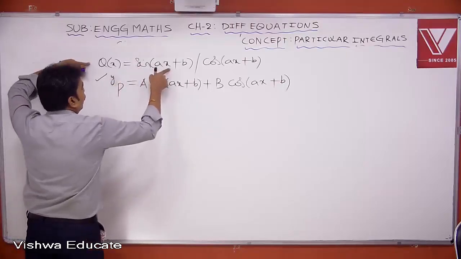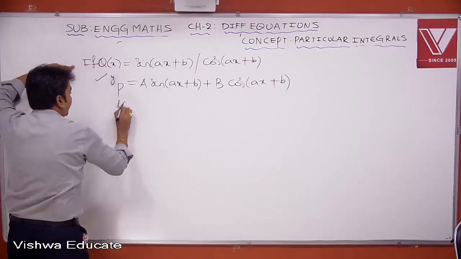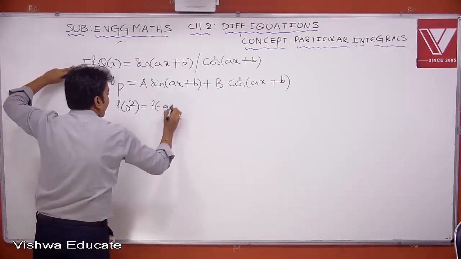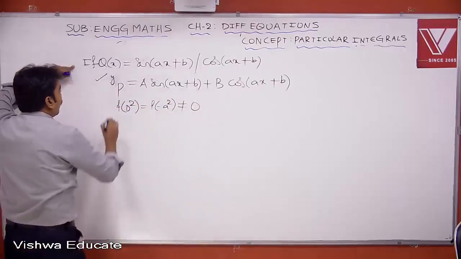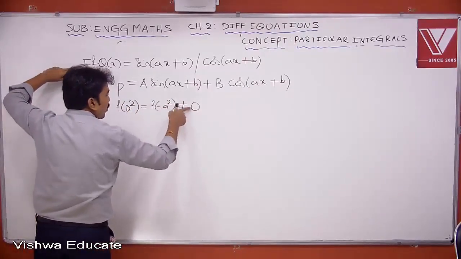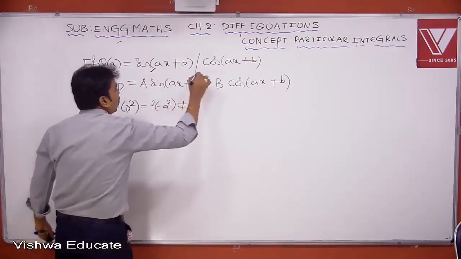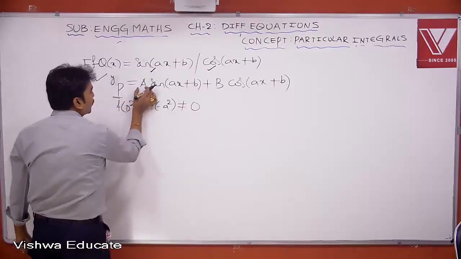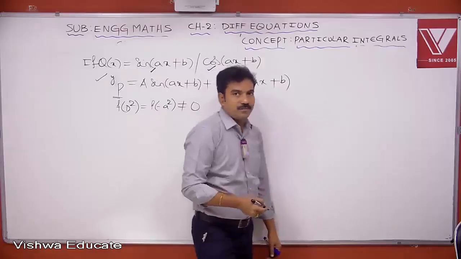In case of Q of x equal to sine function or cos function, when f of D square, that is D square, is replaced by minus a square, in that case we should not get a zero expression. So whenever f of minus a square is a non-zero expression, and if Q of x is either a sine function or a cos function, then my particular integral will be a constant times sine function plus a constant times cos function.